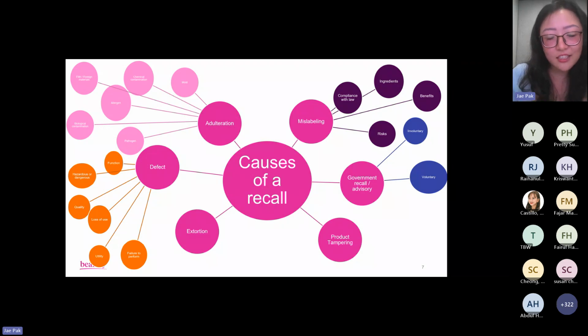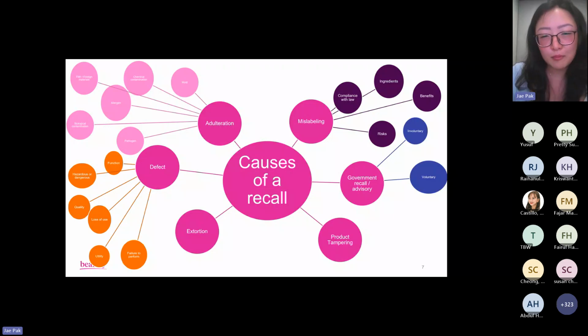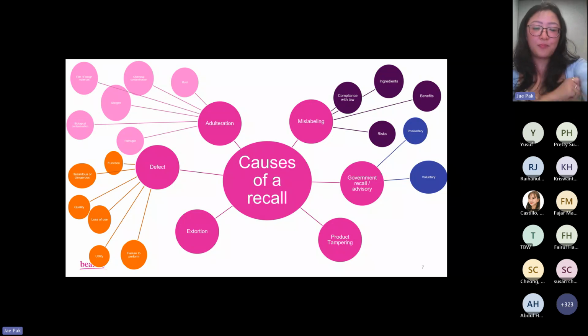And another cause of loss is product tampering. So the difference between adulteration and product tampering is the malicious intent. Typically with adulteration, it's more negligence, whereas with product tampering, there's intentional malicious intent behind it.